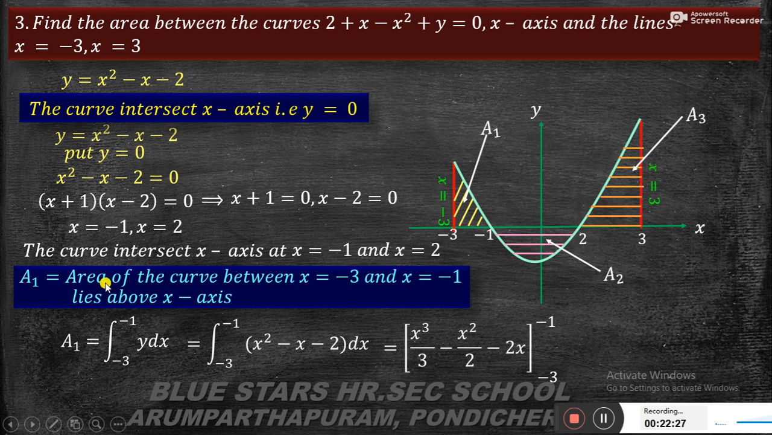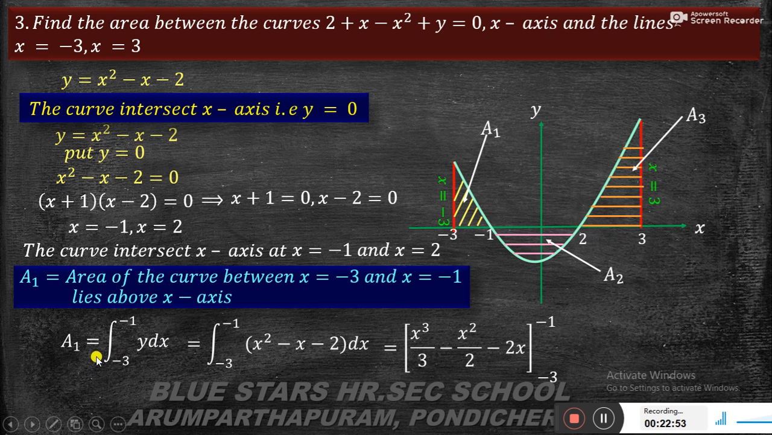So a1 equal to the area of the curve between x equal to minus 3 and x equal to minus 1, which lies above the x-axis. That means from x equal to minus 3 to minus 1, this portion lies above the x-axis, and minus 1 to 2 lies below the x-axis, and 2 to 3 lies above the x-axis. Therefore a1 equal to the area of the curve between x equal to minus 3 and x equal to minus 1, which lies above the x-axis.